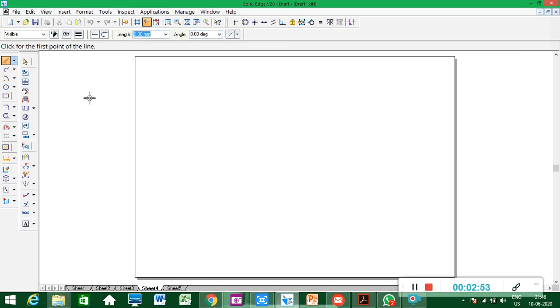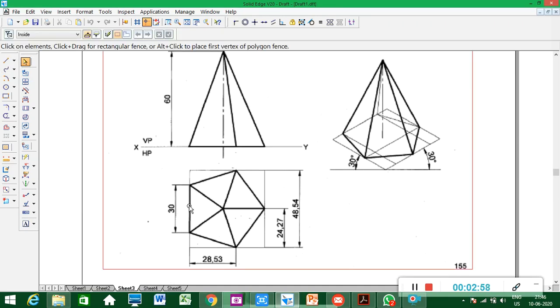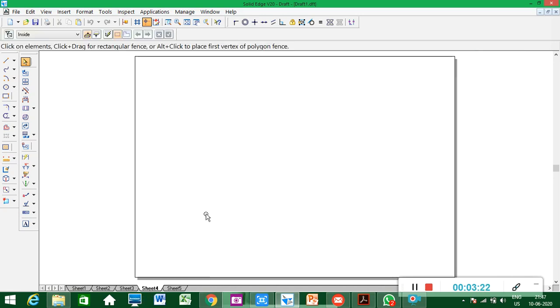I draw the pentagon in this way, with one side normal to VP. Even if you take this side to the right, it is also correct, not wrong. But why has he taken it to the left? Because the maximum portion of the figure should be seen. Whenever you draw an isometric projection, the maximum portion of the object's features has to be seen in 3D. That's why he has taken it to the left.